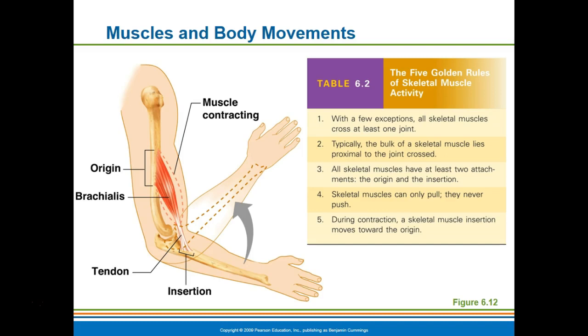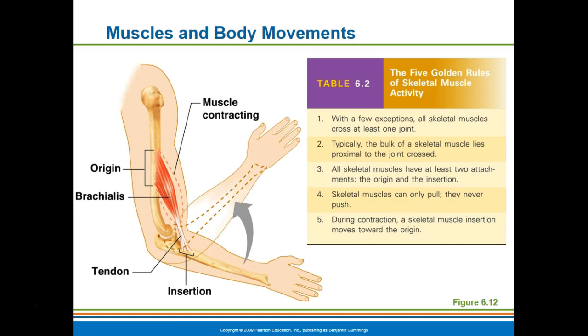For number one, typically all skeletal muscles will cross a joint. So you can see here you have your brachialis, and that will be crossing this joint at the elbow. The bulk of the muscle will typically lie proximal to the joint. So if this is the joint right here, proximal means closer to the body. So here's closer to the body. Distal would be further away from the body.